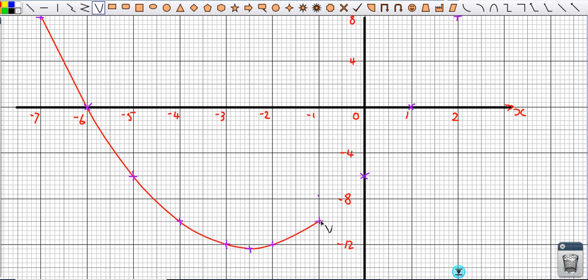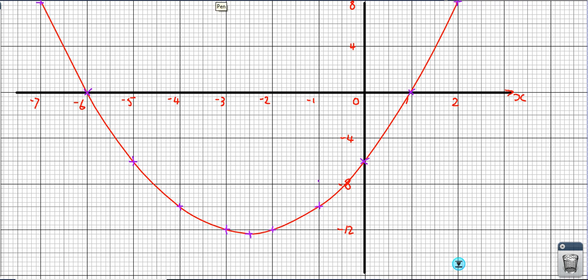I have technology which helps me. In your case, you need to be very, very accurate, okay? So that's my graph. That's my curve. That is the graph of y equals x squared plus 5x minus 6.